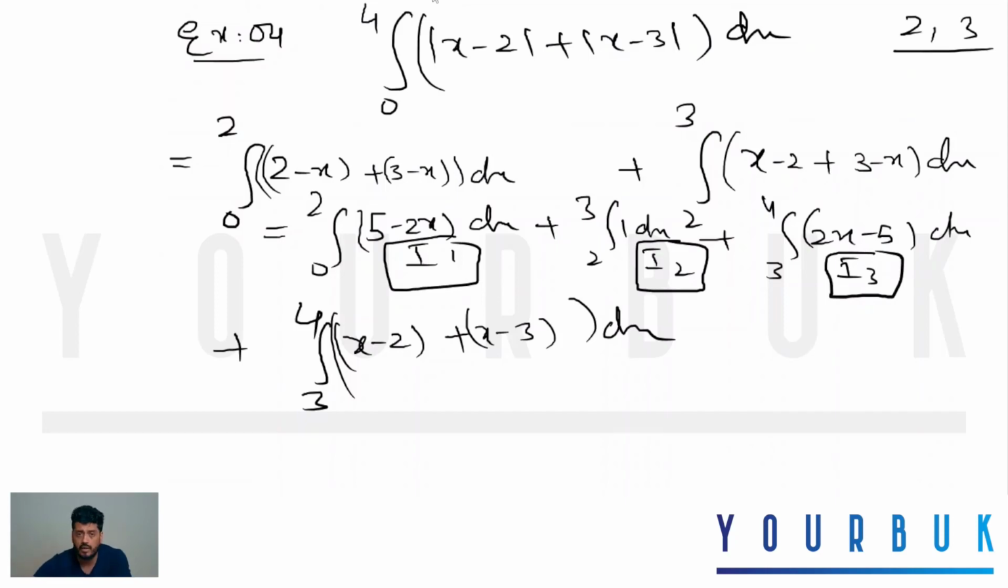This is a 4 marker. Okay, it is slightly the longer one. Why is it the longer one? Because in this case you have to evaluate 3 different integrals, I1, I2, I3. So that's why it's a long question category.